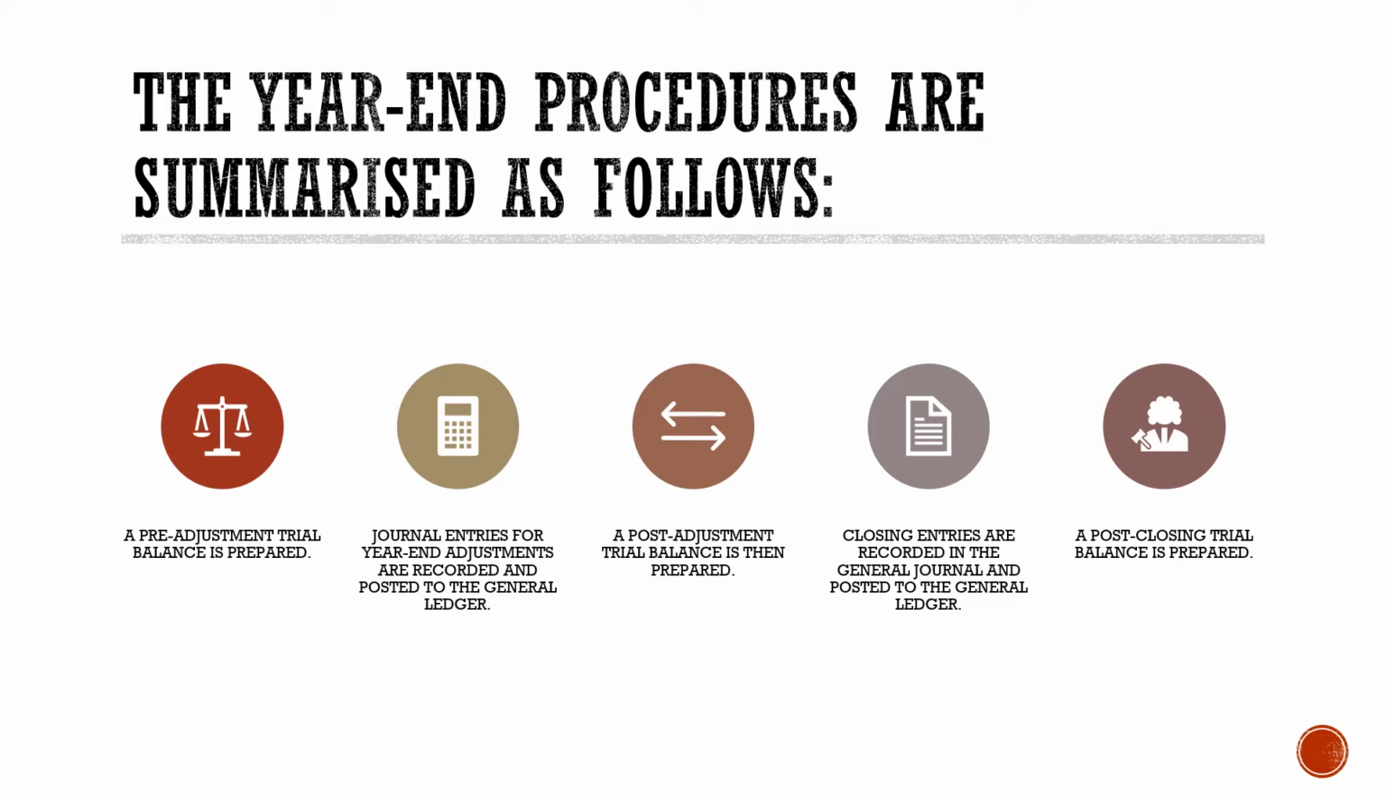A pre-adjustment trial balance is prepared. Then journal entries for year-end adjustments are recorded and posted to the general ledger. Then a post-adjustment trial balance is prepared. Closing entries are recorded in the general journal and posted to the general ledger. A post-closing trial balance is prepared, from which financial statements will be set.